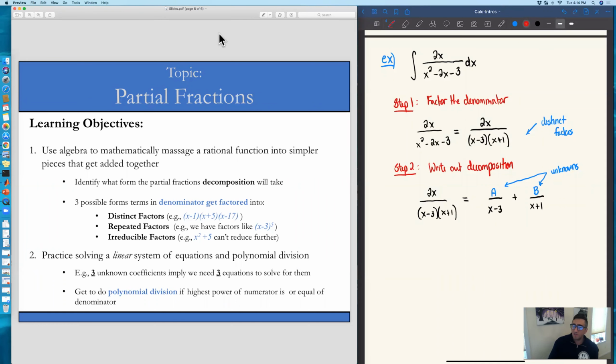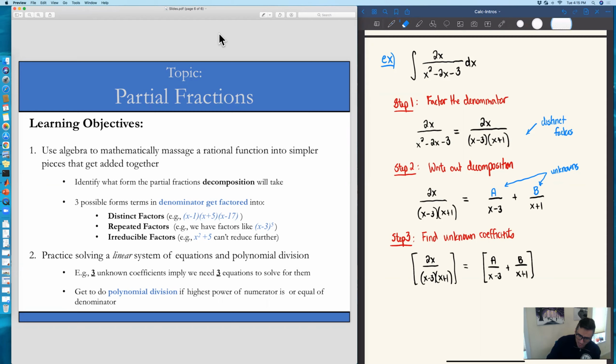So at this point, after we finish writing out that decomposition, we can go to step 3, which is figuring out what those unknown coefficients are. And the way in which we do that is we take the previous line, which I'll just write out again. We'll cross multiply in one moment. Or in other words, we will multiply both sides of that equation by what we saw in the denominator in the rational function. So we'll multiply both sides by x minus 3, x plus 1.